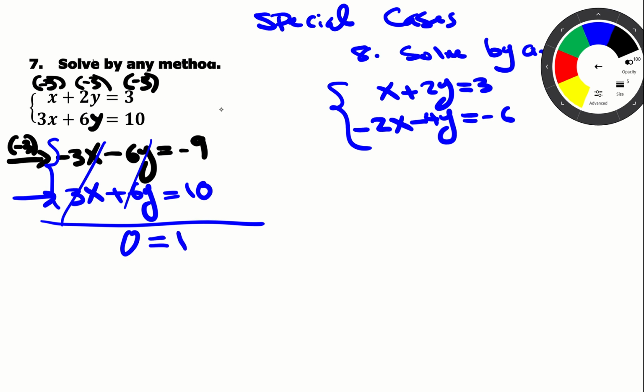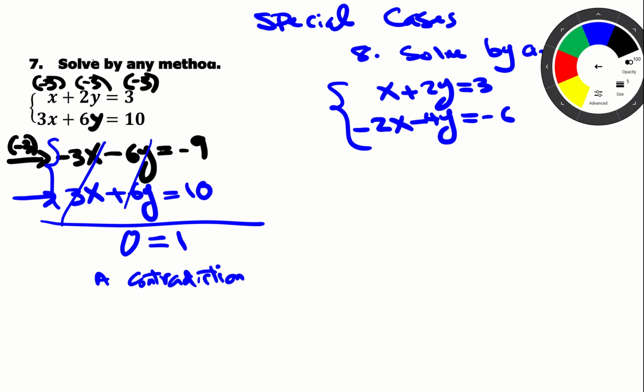As you know, this is a contradiction. So what does that tell us? That basically tells us that we were trying to do something impossible. We were trying to find the point of intersection of two lines that never meet. And what kind of lines are those? I'll let you think about it for a minute.